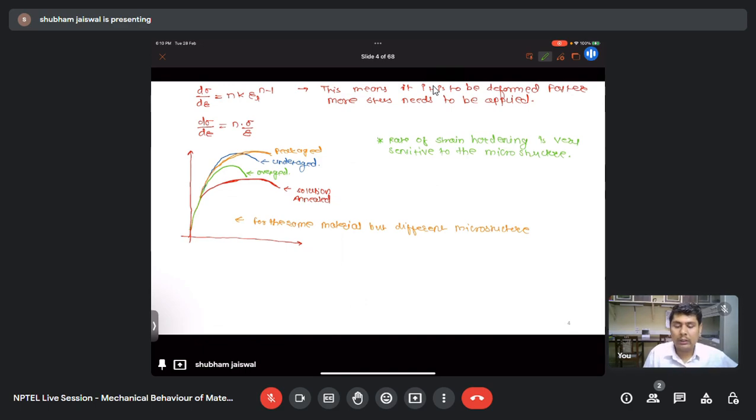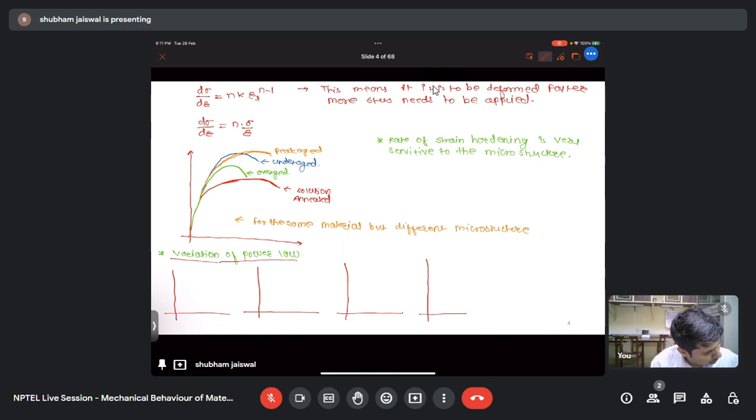Okay. So after that, we have seen the different variations of power law. Variation of power law. So let's say this is my sigma, epsilon.